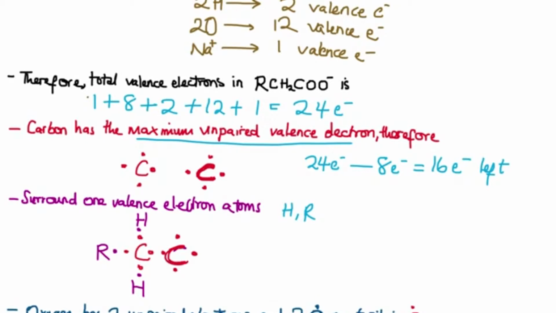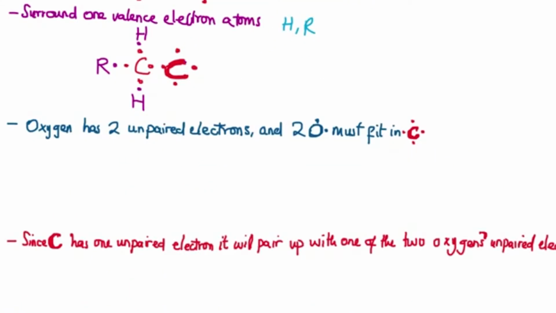And let's focus on how to stabilize this other carbon right there, which now has 3 unpaired valence electrons. For that, we focus on the remaining electrons left. We have 16 electrons. We subtract 3 from the 16 electrons, and what we get is 13 electrons left.